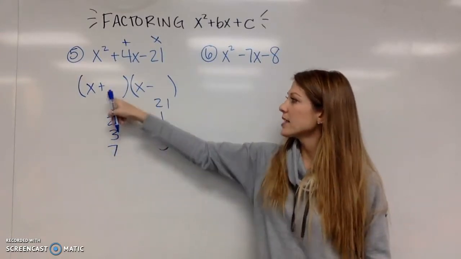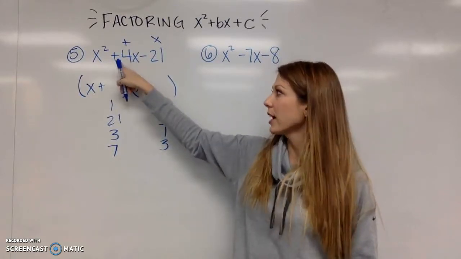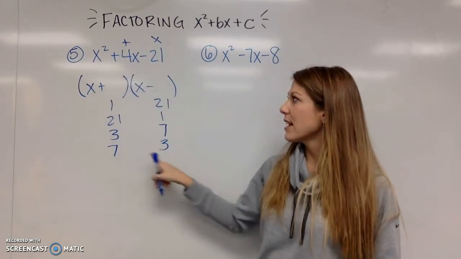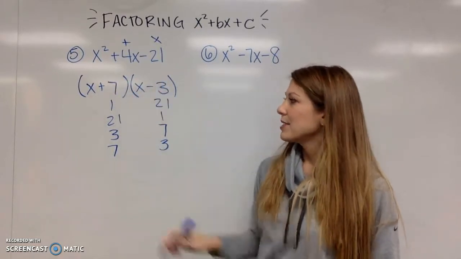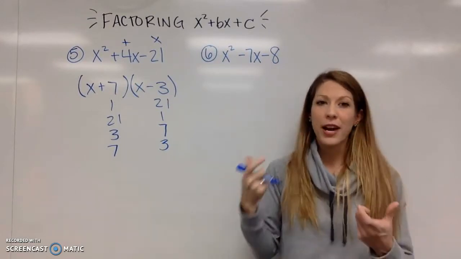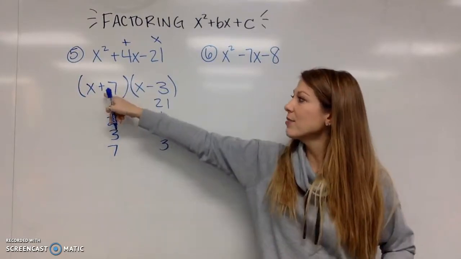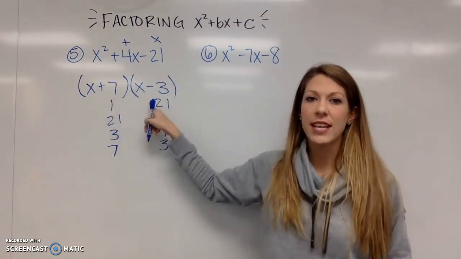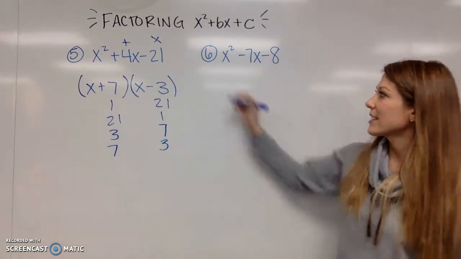So if we do positive 3 and negative 7, when we add those together, we get negative 4. But if we add positive 7 and negative 3, we get positive 4. So our two factors would be x plus 7 and x minus 3. You could write it x minus 3 and x plus 7, but the positive set has to go with the 7 and the negative set must go with the 3. All right, so let's try another example.